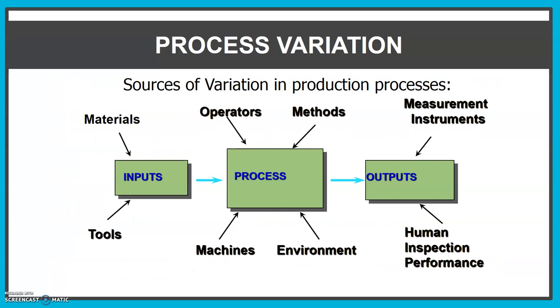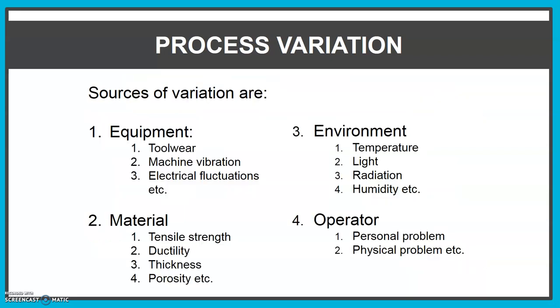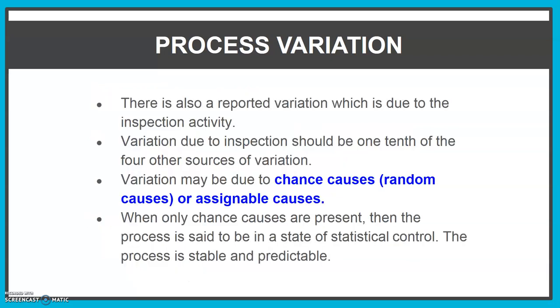Thus, all the different types of variation will come from the materials, tool, operator, method, machine, environments. Examples of the variations in each type are shown here, such as tool wear, machine vibration, tensile strength for the materials difference, personal problem, temperature or humidity problem. They also reported that variation risk is due to the inspection activity. Variation may be due to chance causes, that means natural causes and assignable causes.